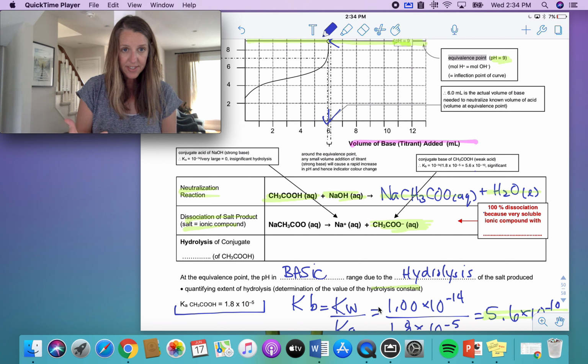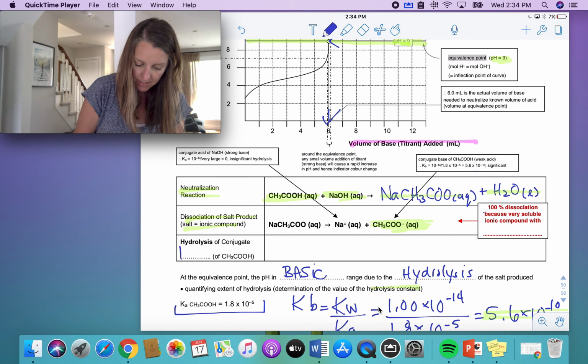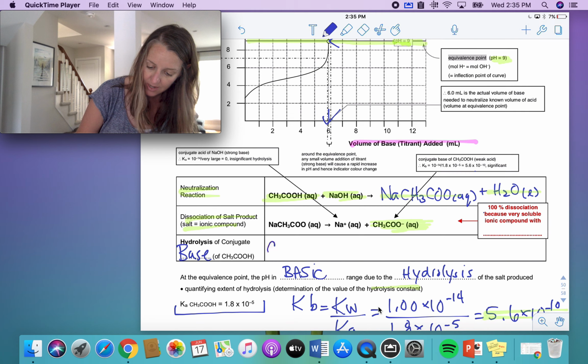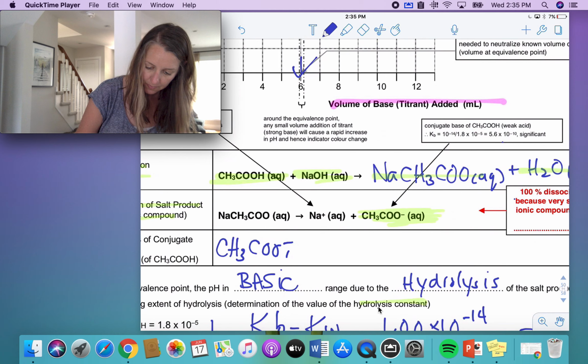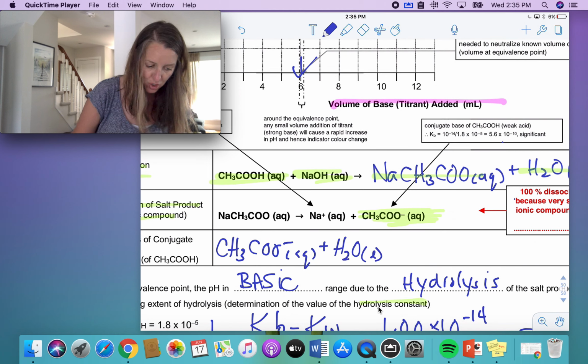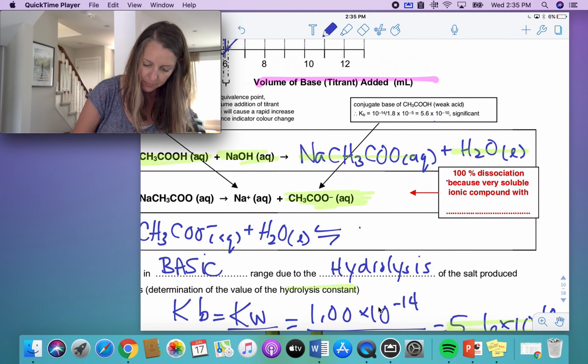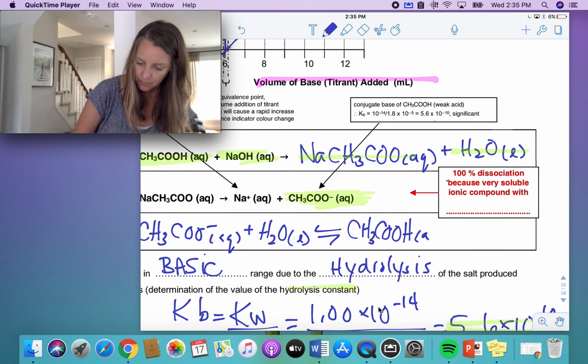So the hydrolysis of the conjugate base. Why? Because your weak acid produces a strong conjugate base, and what's going to happen? It will do this: CH3COO negative, plus water. Let's show that it will pull apart some of the water and you're left with some hydroxide ions.